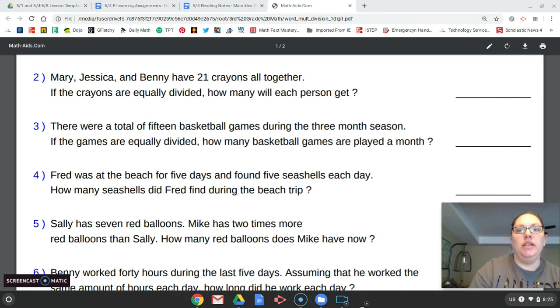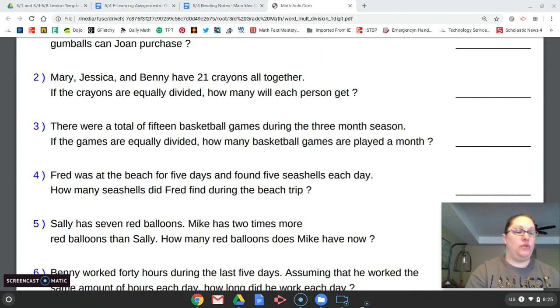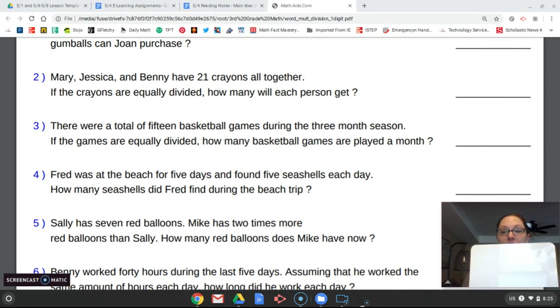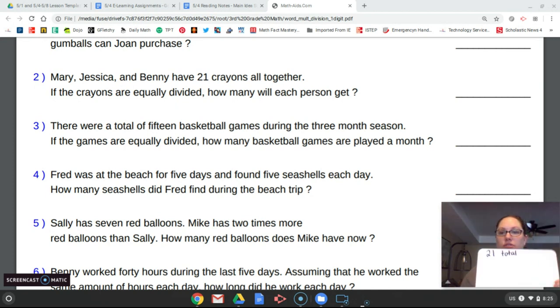And it says, Mary, Jessica, and Benny have 21 crayons all together. So what I want you to notice first is these words right here, all together. So that's a clue that these 21 crayons are a total. So they're already giving us a total. So if I were going to work this problem out, got my handy dandy whiteboard here, I'm going to go ahead and write down 21 total because I know 21 is how many I'm supposed to have all together.